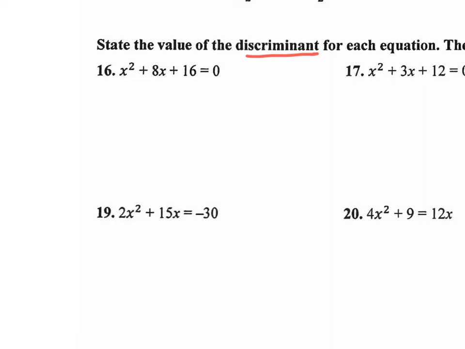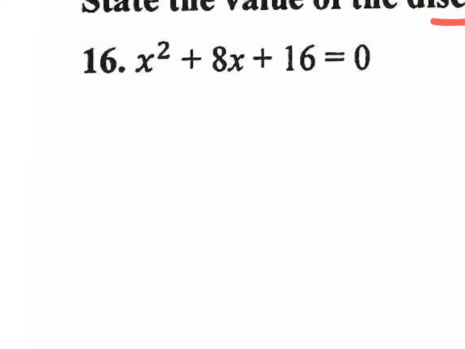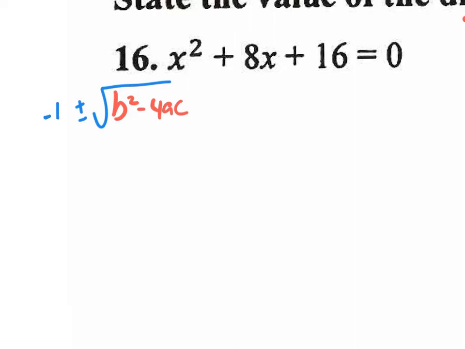So let's use that discriminant value to see if we have 1, 2, or no answers. In number 16, let's all jump to 16, and let's write down the discriminant value, b squared minus 4ac. We're only going to focus in on this red part, b squared minus 4ac. So the a value is 1, the b value is 8, and the c value is 16.